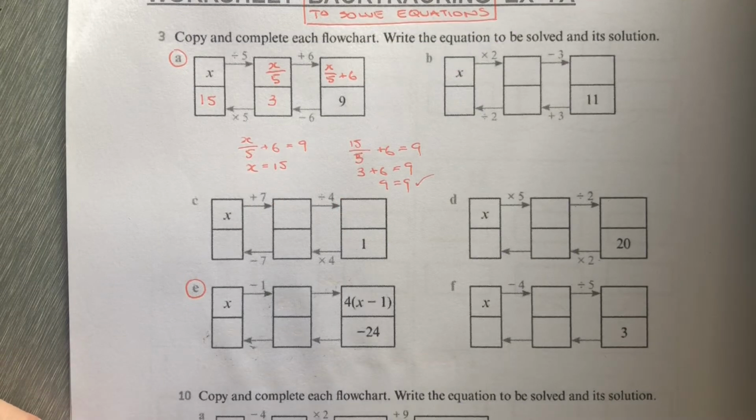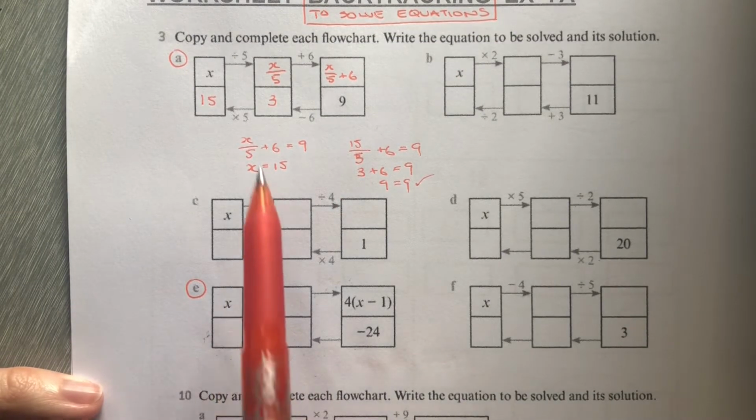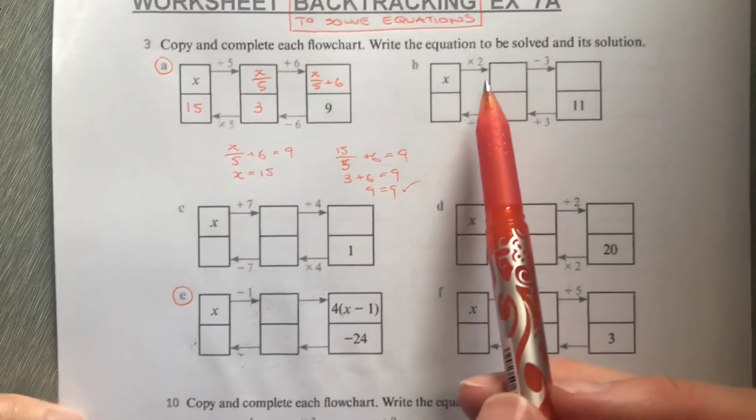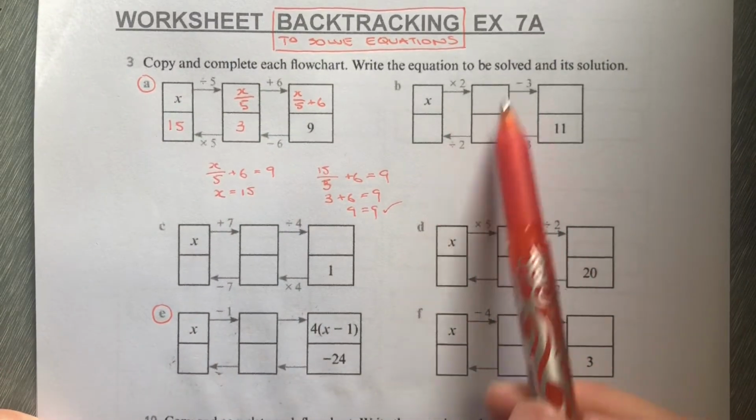So some of these ones are a little bit harder. Let's try E first. So you might have noticed with the first one that we had a lot of these things filled in. So let's look over here. We had these filled in.